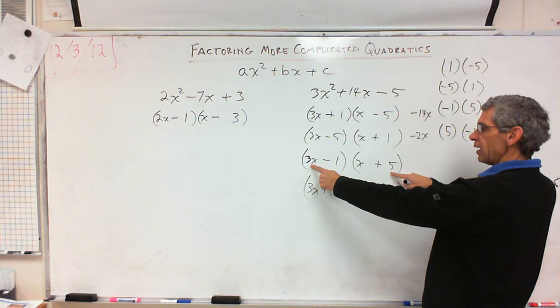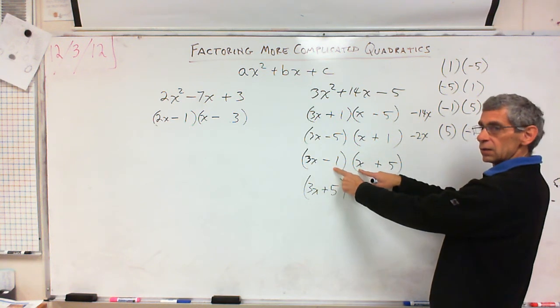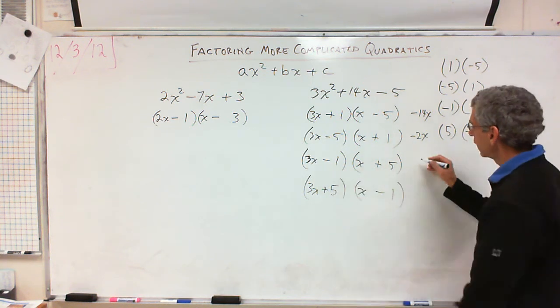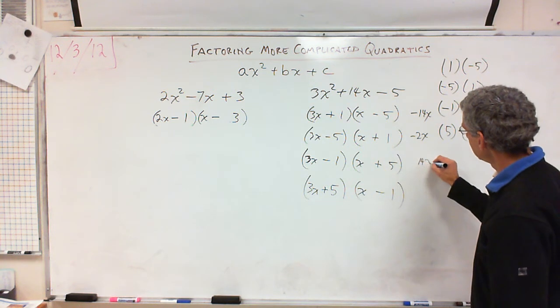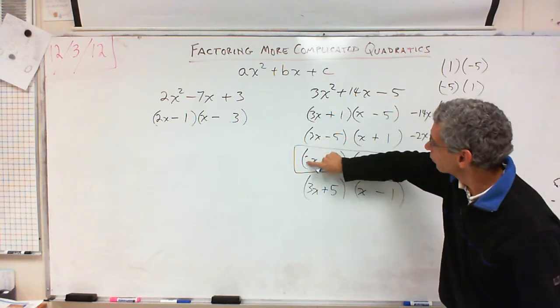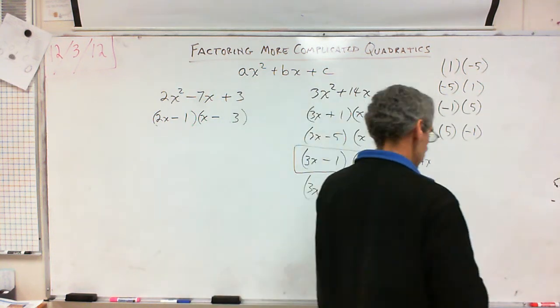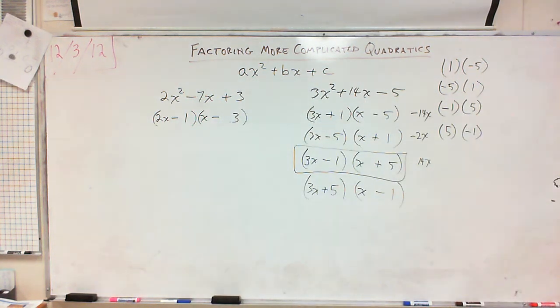3x times 5 is 15x. Minus 1x is 14x. That's it. 14x. This is our answer. You should know the one I wrote really poorly. I did the answer. All right. 3x minus 1 times x plus 5.